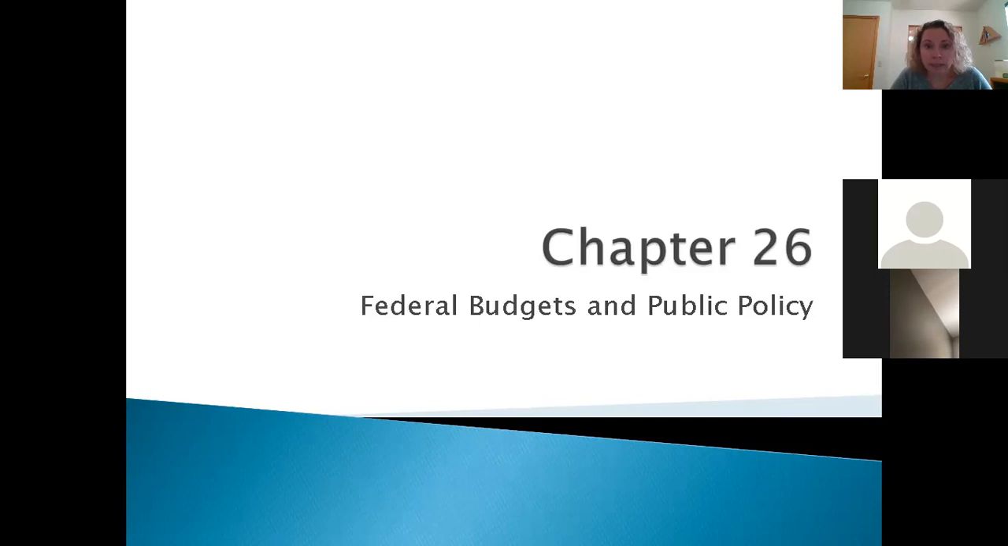So Chapter 26 is what we're going over today, federal budgets and public policy. Pretty easy chapter. Not a lot of graphs, not a lot of really complicated information, just sort of starting you down the road to understanding how the federal government puts together budgets. And public policy is just policy and how the government decides how to spend money on public goods. Public goods are the goods available to all of us, or at least some of us.